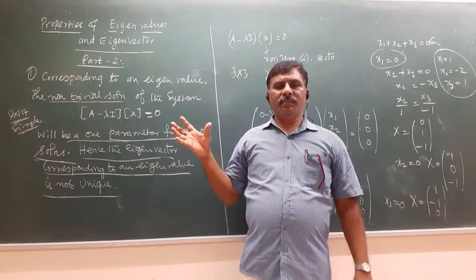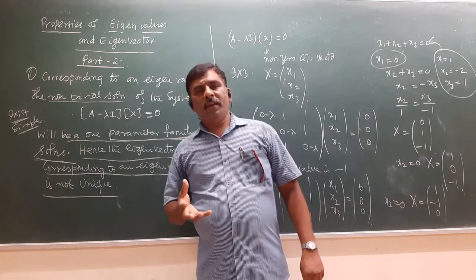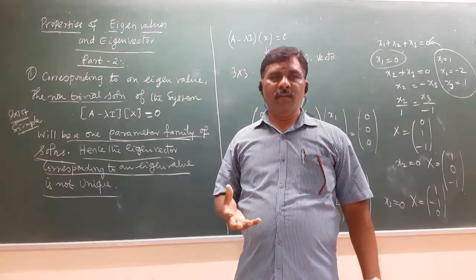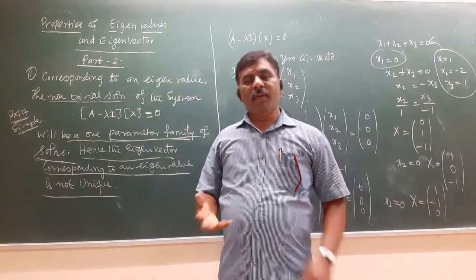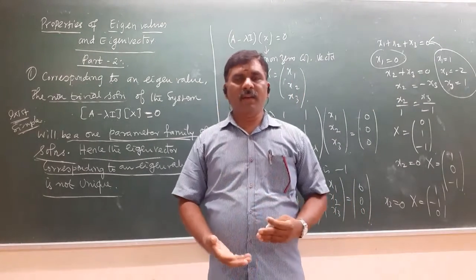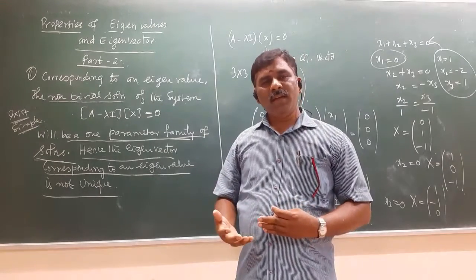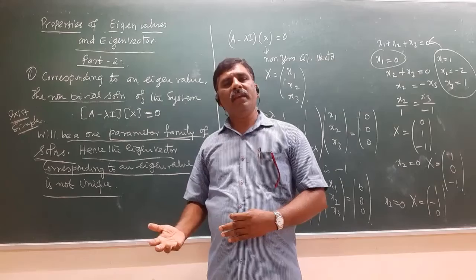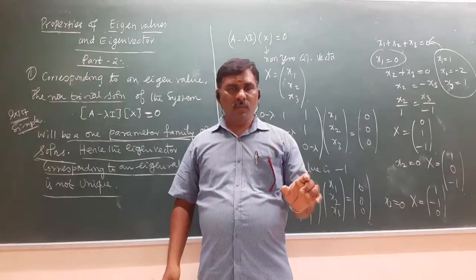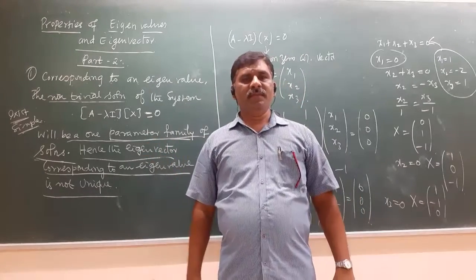So what does this property say? This property says that after finding the eigenvalue, you have to find the eigenvector. When you are finding the eigenvector, you are not able to fix it as the eigenvector. The eigenvector is not unique for the corresponding eigenvalue. Actually, you are picking one vector from the family of solutions.